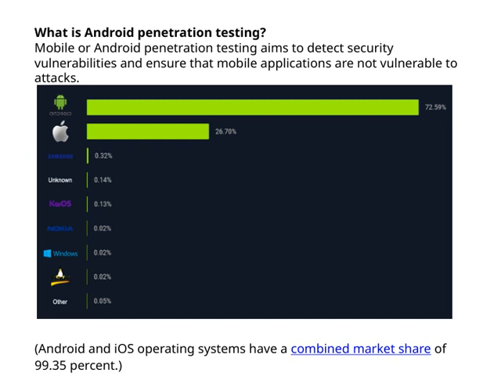Well, considering that Android and iOS together hold a combined market share of over 99%, securing these platforms is absolutely critical. By performing thorough penetration testing, we can proactively find and fix weaknesses before malicious actors do. This aligns perfectly with our overall aim of strengthening mobile security and protecting users in today's digital landscape.